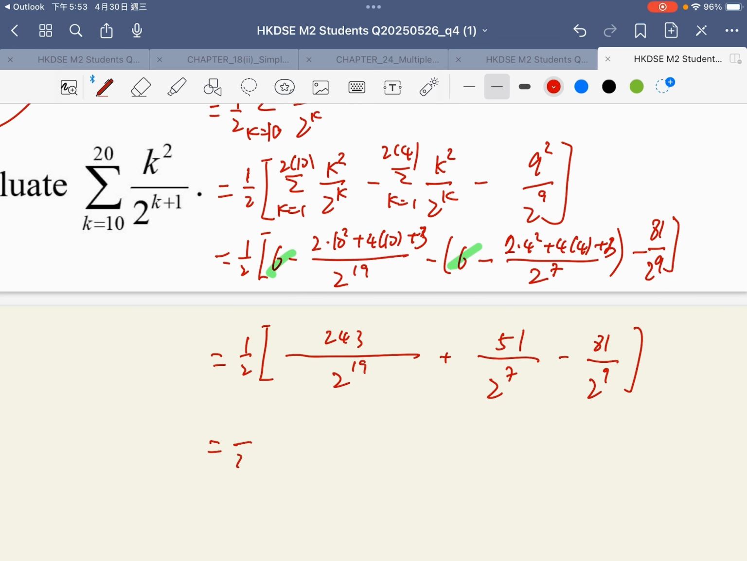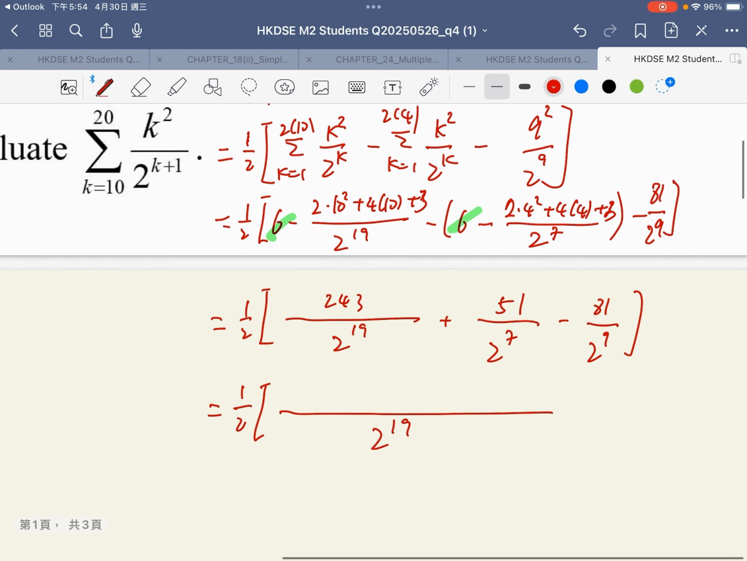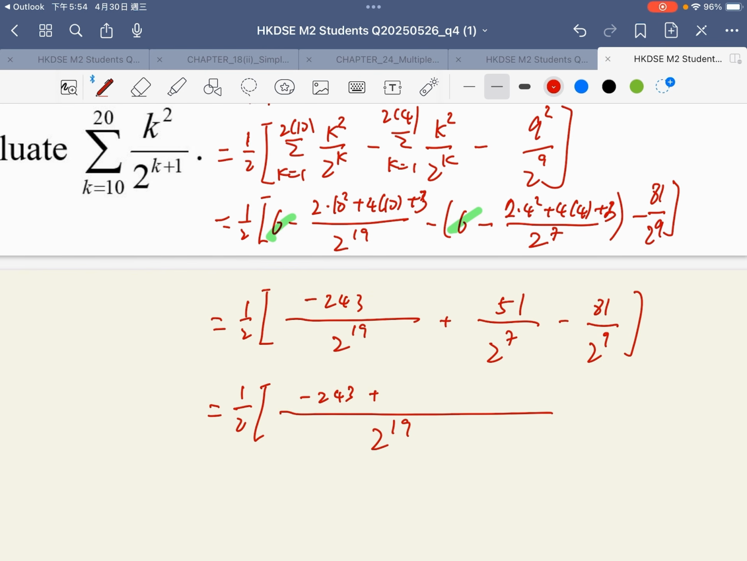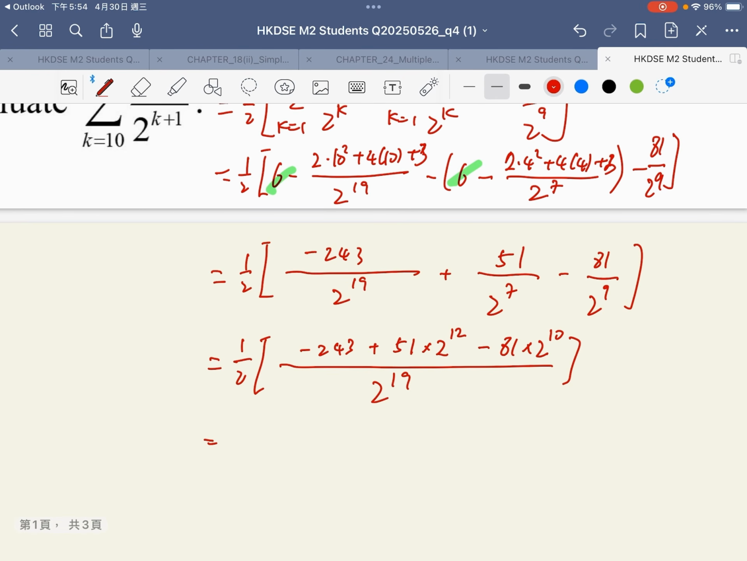Okay, I make a common denominator. The denominator is 2 to the power 19, yes. Oh, sorry, this negative sign. Oh, I missed here. Let me see. Yeah. And plus, this should be times 51 times 2 to the power 12 minus 81 times 2 to the power 10. Okay, let me see the final answer.